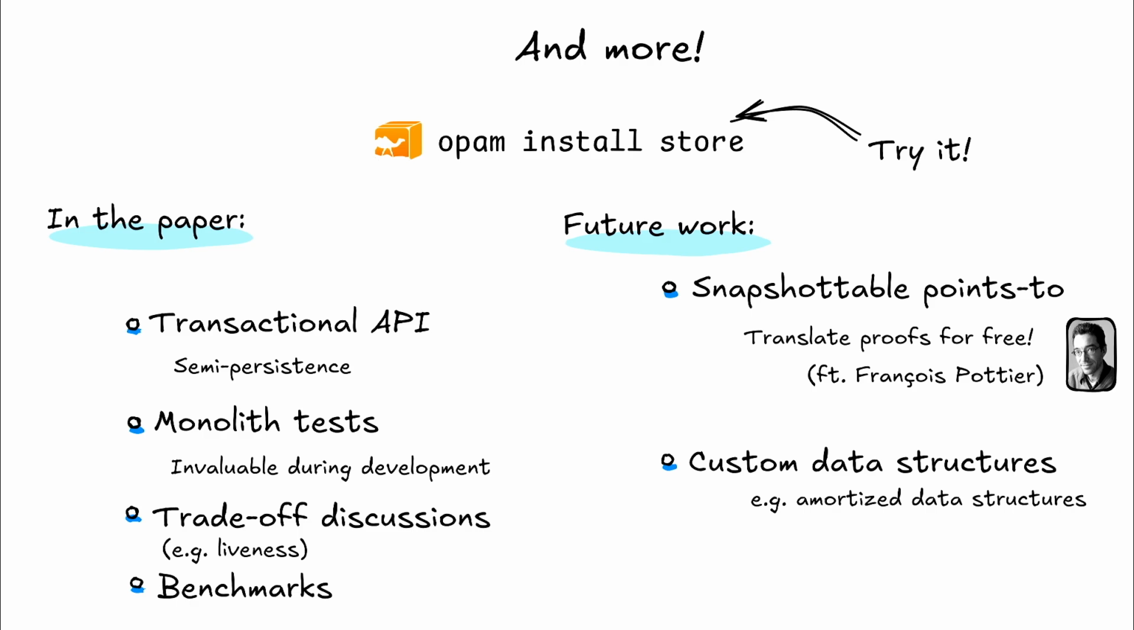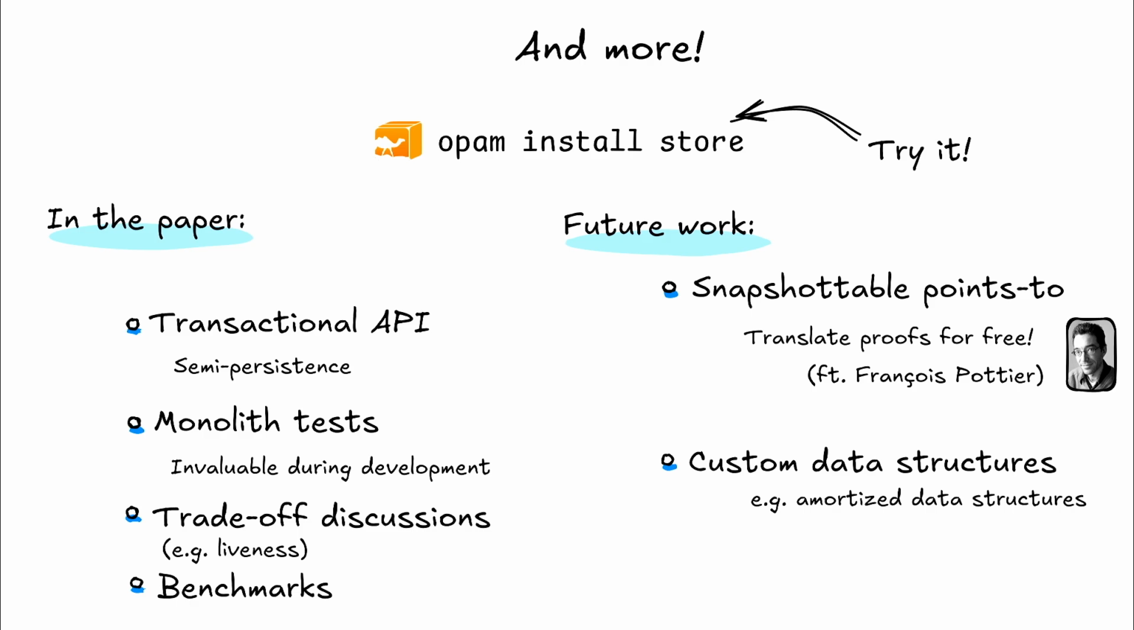There's some discussion about trade-offs and design decisions, especially around liveness, which the data structure I've presented has very good liveness properties because we only point towards the current state of the root of the store. So if you just forget some snapshots and stuff like that, they are just going to be garbage collected. We have benchmarks. We have, of course, some more references to related work and stuff. And there is some future work that we want to do.